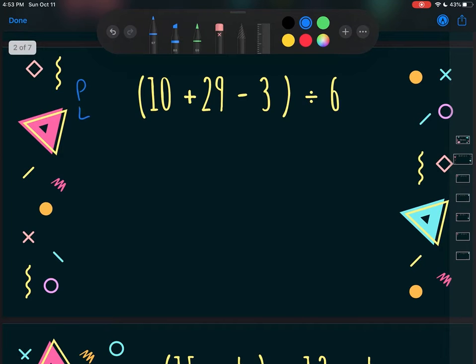In order to solve this, I always have to think about PEMDAS. Parentheses first. We don't worry about exponents. Then we multiply and divide from left to right, then add and subtract from left to right.